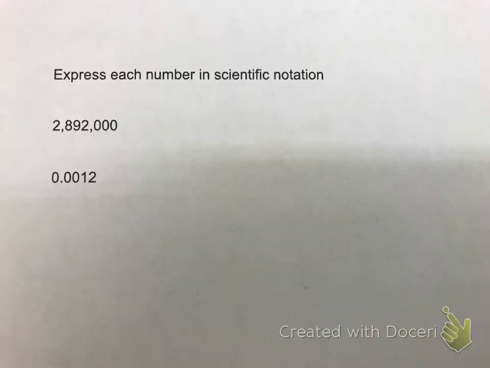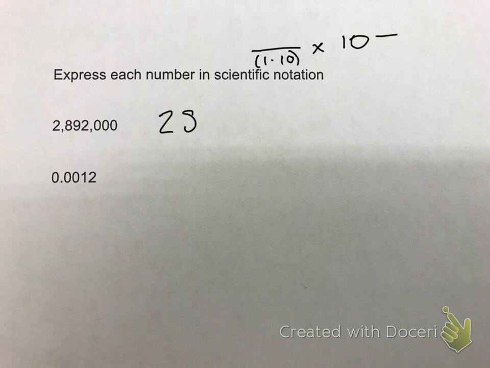Now, in order to write a number in scientific notation, again, like I said, it's always going to be some number between 1 and 10 times 10 to some exponent. Well, here, if we were going to place the decimal anywhere to make this a number between 1 and 10, we'd have to place it right there. That's the only place we can place it to make it between 1 and 10.